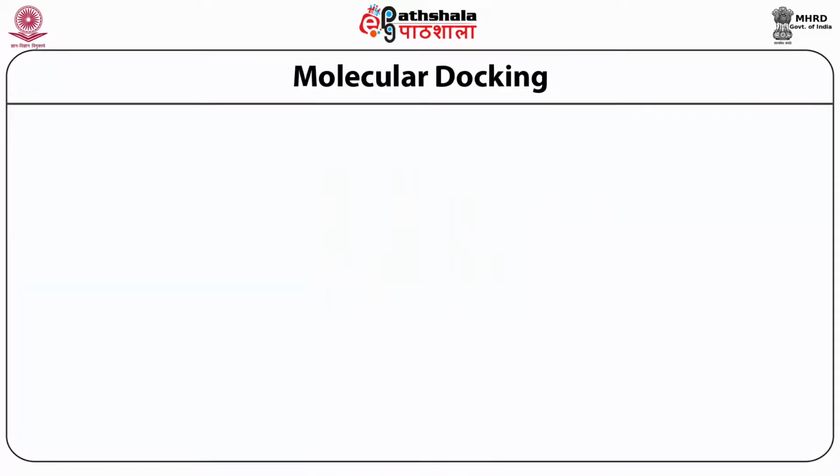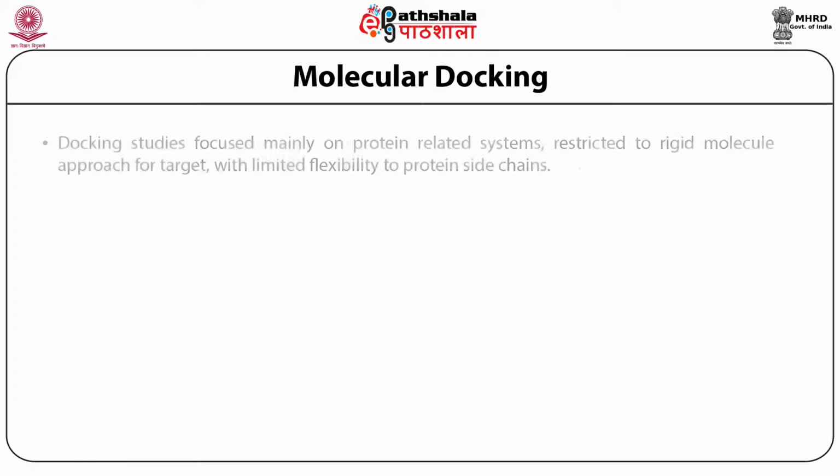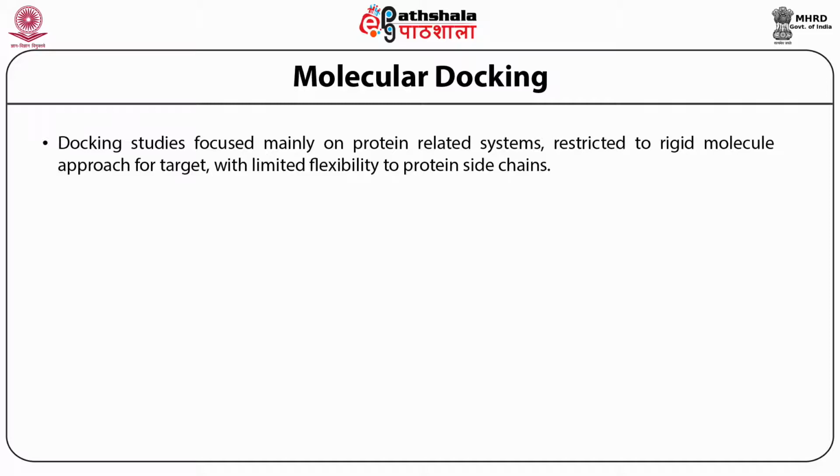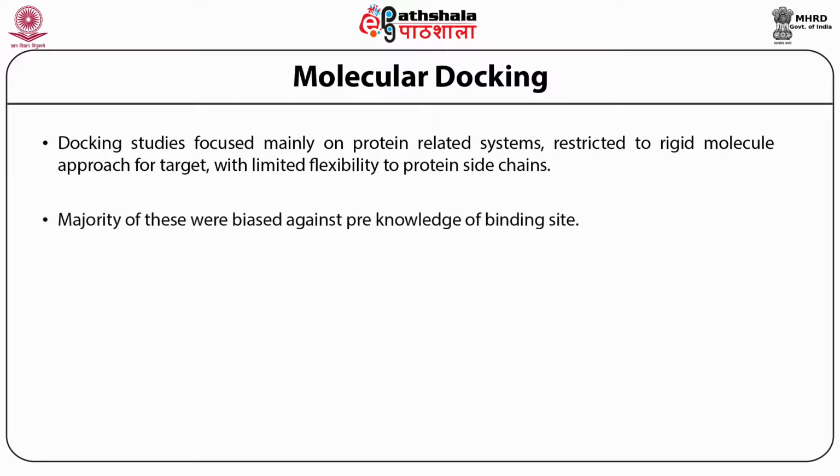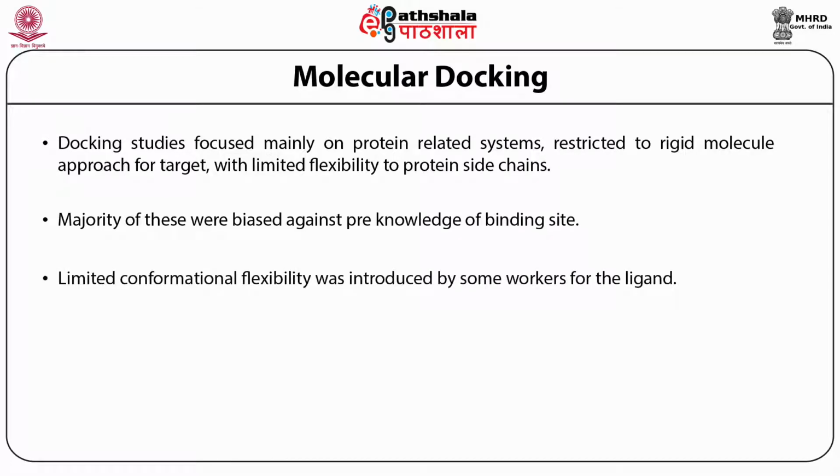Molecular docking technology was used by many authors who focused mainly on protein-related systems, restricted to a rigid molecular approach for the target, that is, proteins were considered as rigid, with very limited flexibility to the side chains of proteins in the binding area. The majority of these studies were biased by pre-knowledge of the binding site. That is, you have to already know where the drug is supposed to bind. Limited conformational flexibility was introduced by some workers for the ligand. Otherwise, many times ligands were considered fairly rigid and only some angles were allowed to move.